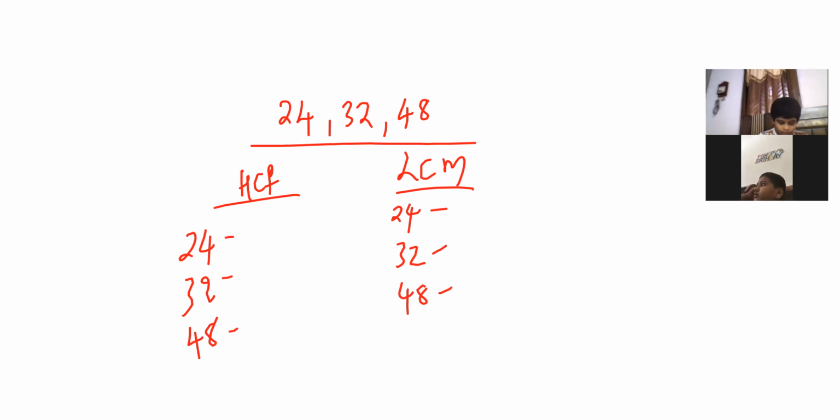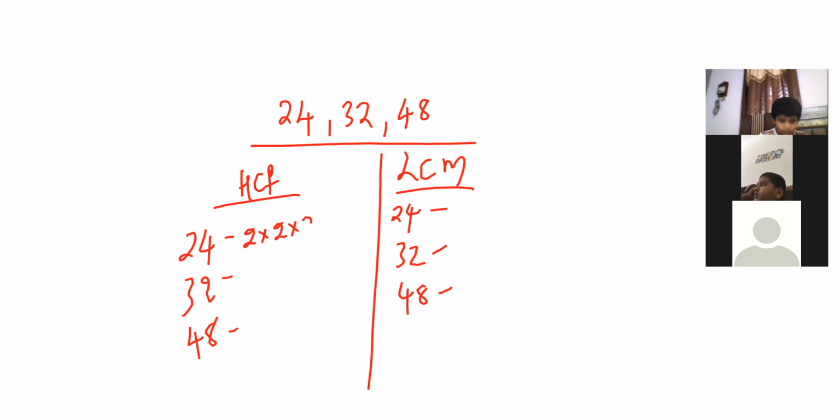What are the prime factors for 24? 2 into 2 into 2 into 3, right? 2 twos are 4, 4 twos are 8, 8 threes are 24. You all know the method of how to extract the prime factors, so let me not explain again and again. It takes a lot of time, and again the time will not be sufficient.